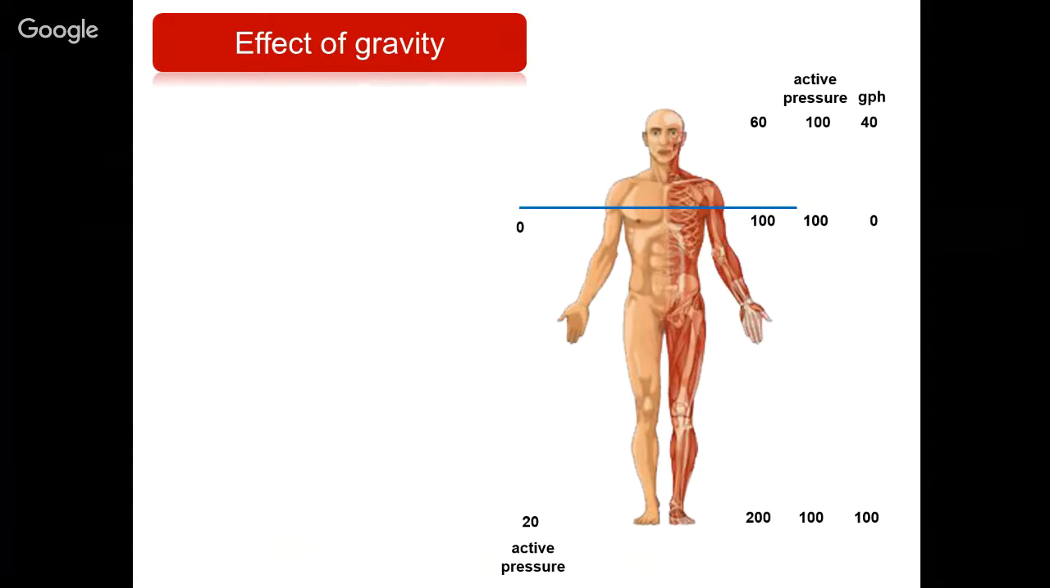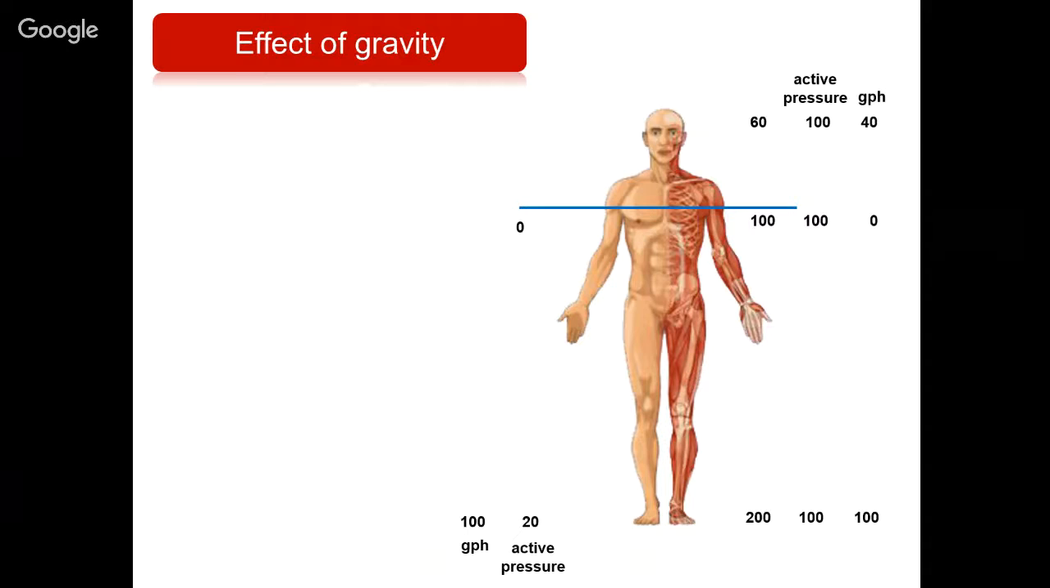If we look over on the venous side, it's slightly different. Again, there's an active pressure that's sort of a carryover, if you will, from the arterial side that's pushing through on the venous side. So 20 down in the feet, but it's 0 at the level of the heart. But down here, the pressure from gravity pulling on the blood is still the same.